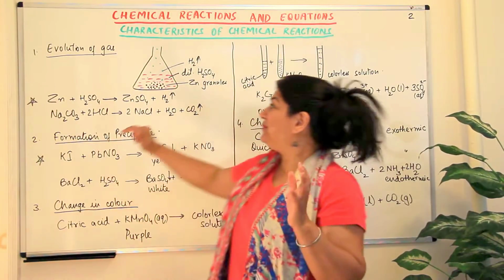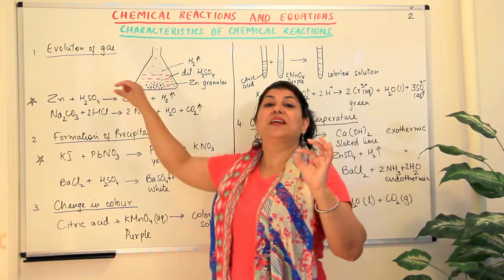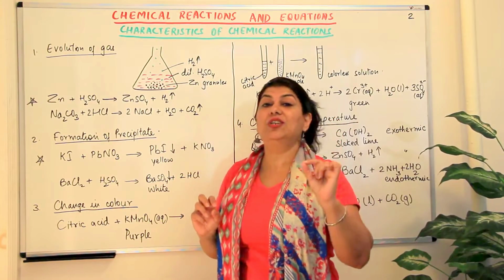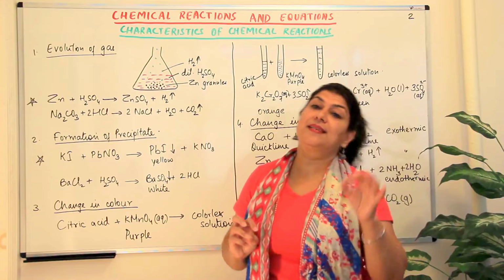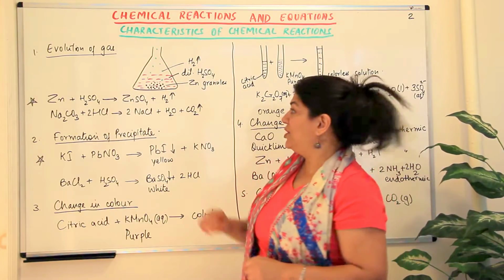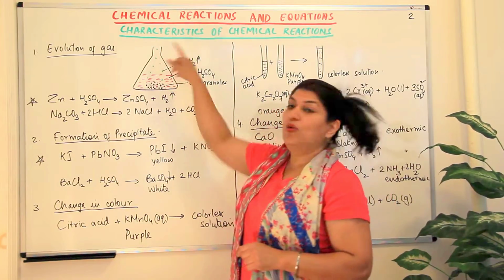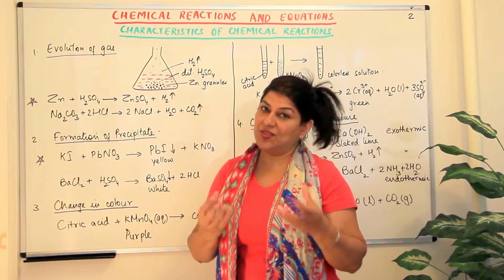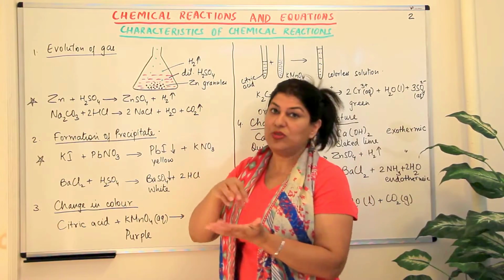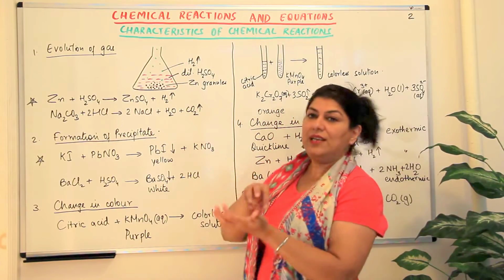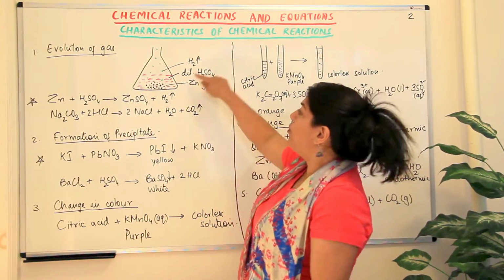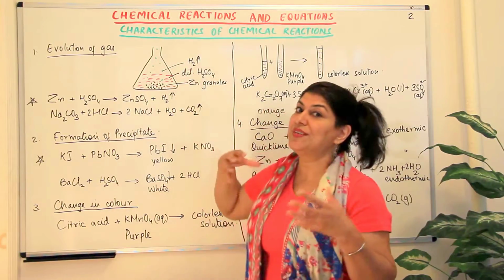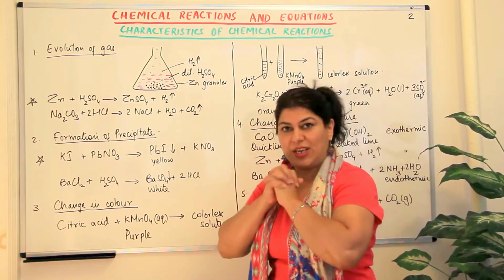Jokes apart, whenever a gas is given out, it is an indication that the change or the reaction that is taking place is a chemical reaction. We have this conical flask, and we take zinc granules in it. It's just an example. If you take a few zinc granules, zinc is a metal, and you pour dilute sulfuric acid over the zinc granules, and we just sit and observe.